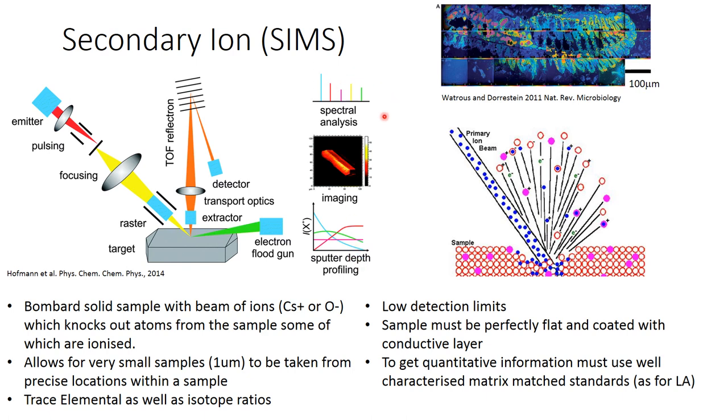Okay, so this is quite a good technique because you can measure almost all elements as well as their isotope ratios, not always at the same time. It has extremely low detection limits. This is a technique that's very similar to the electron microprobe or SEM, but it has much lower detection limits, so it's much better for measuring trace elements. And it also can measure the isotope ratios.